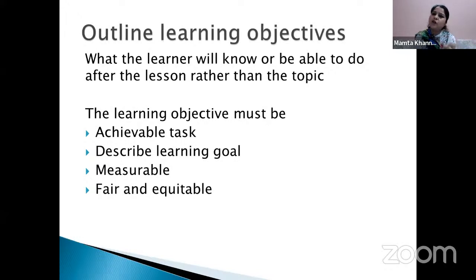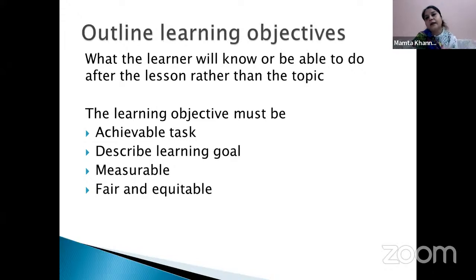So why do you want your student to know about living and non-living? What will they be able to do after learning the topic of living and non-living? You must have that in your mind. Your student will be able to identify the living and non-living objects or things, right? Your student will be able to differentiate between living and non-living. So these are your learning objectives.